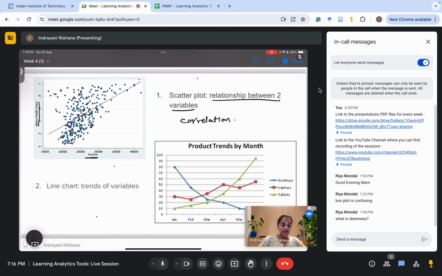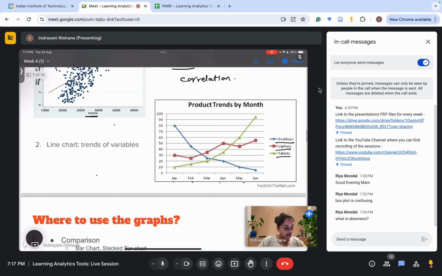Similarly, line charts are used to compare multiple variables within the same graph, right? When you want to show multiple variables, how they are varying with respect to the same unit, then we can use line charts. Right now, in this graph, they are showing desktop, laptop, and tablet sales for every month, how that is proceeding. That is shown in one graph only. We are giving information about the three variables. So that was about the line chart.